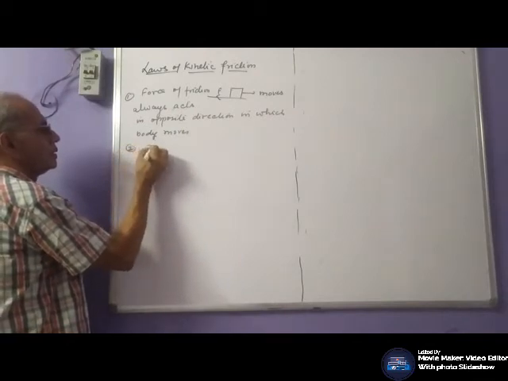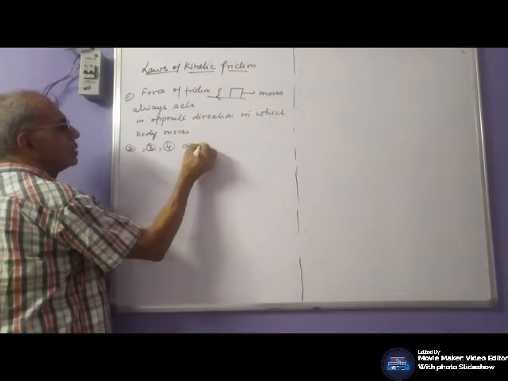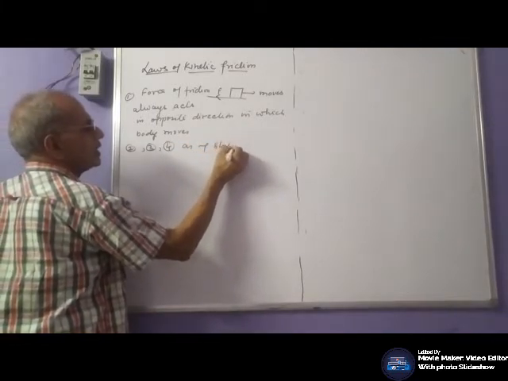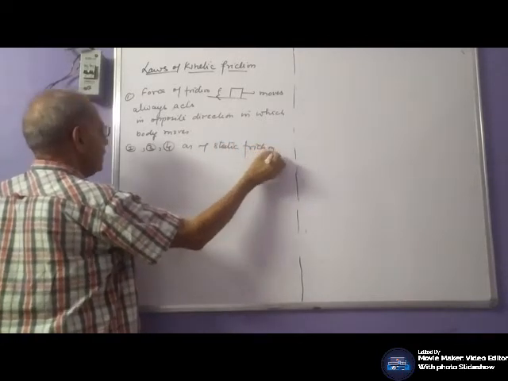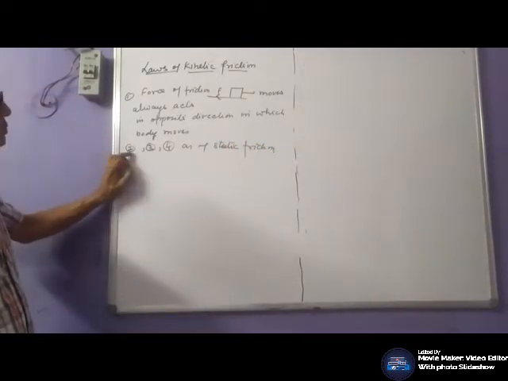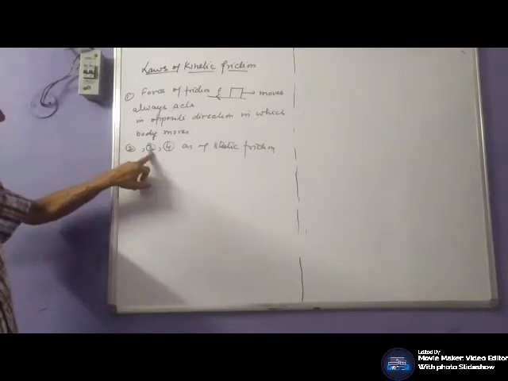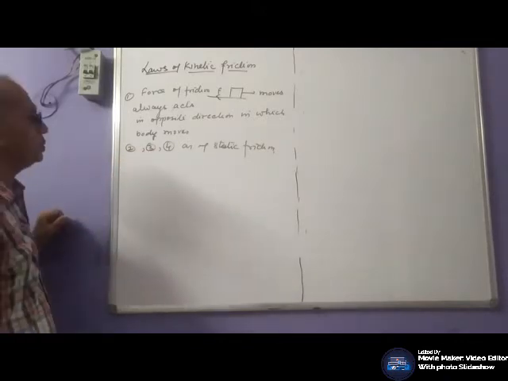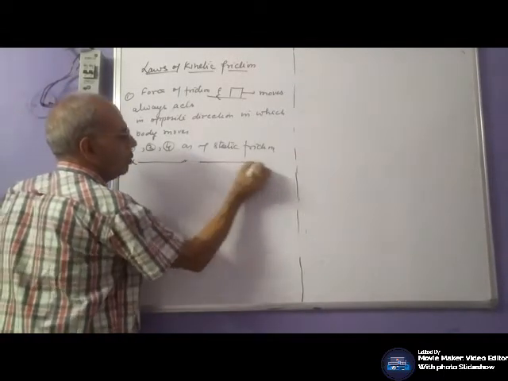Second, third, fourth, as of static friction means second law independent on area, third depends on nature. Fourth, force of friction directly proportional to what? Normal reaction.